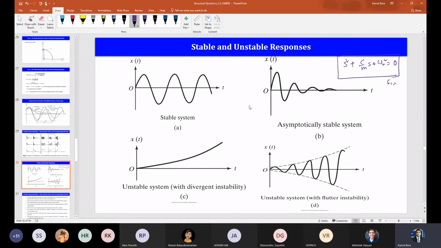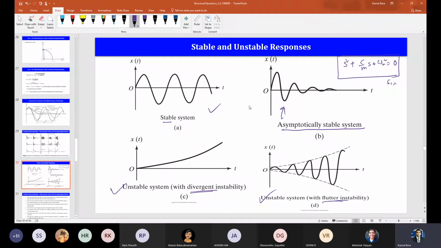So the system response can be like this. This is not actually stable; I should call it just stable or marginally stable. This is asymptotically stable, which is what most physical systems, or ideally, should be like. This is unstable. This is also unstable, but it is called divergent, exponentially growing without oscillatory motion.